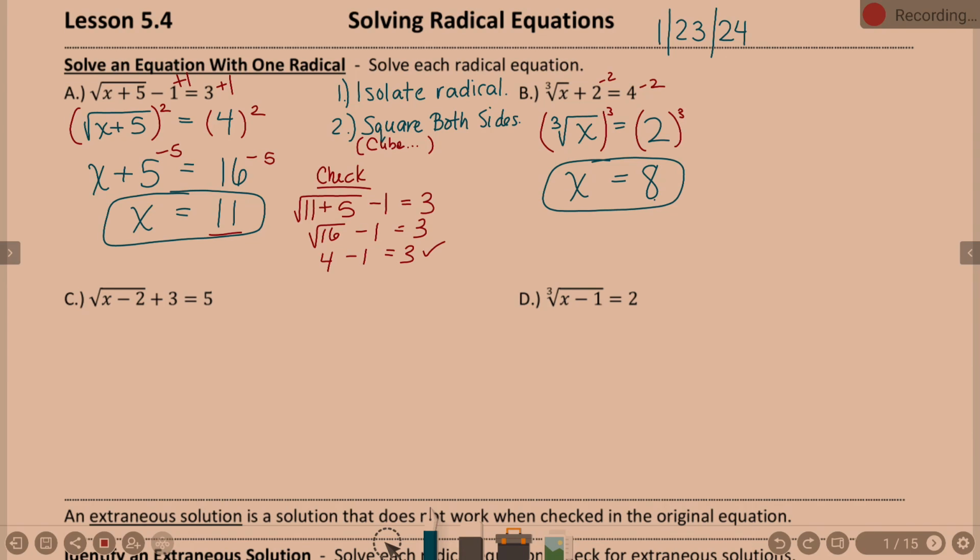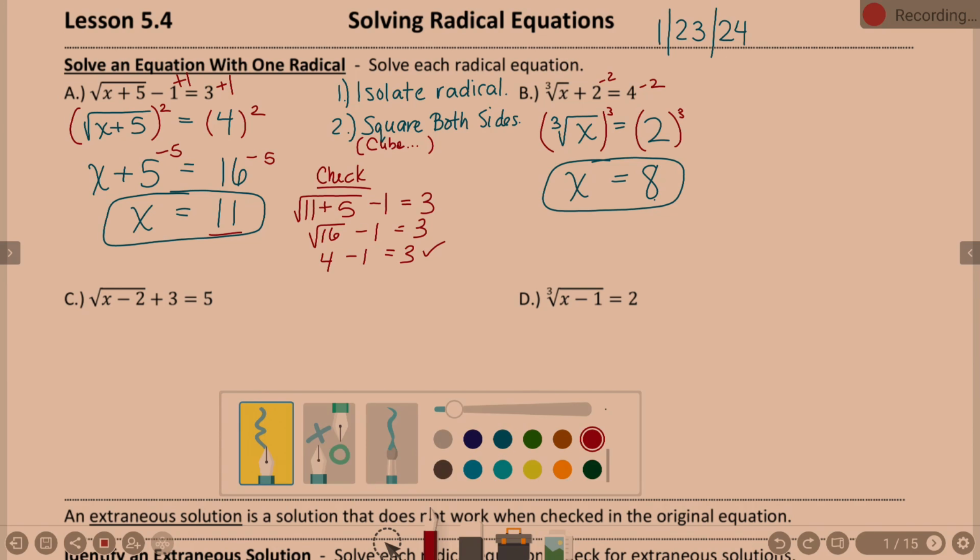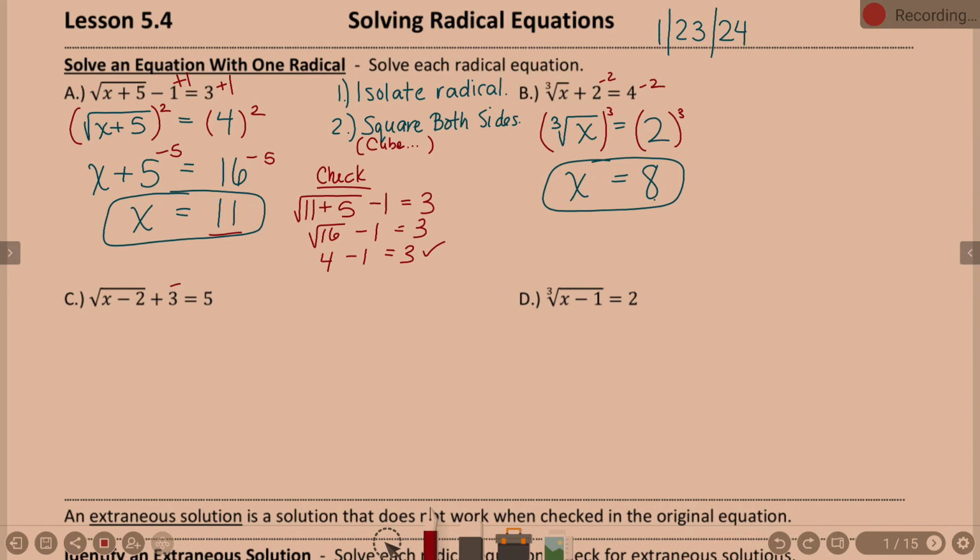Okay, let's try C. Square root of x minus 2 plus 3 equals 5. What's step 1? Subtract 3. We're going to subtract the 3 to get the radical by itself. That 3 is not under the radical, so you've got to move it away. So now I'm left with square root of x minus 2. 3 minus 3 cancels, 5 minus 3 is 2.